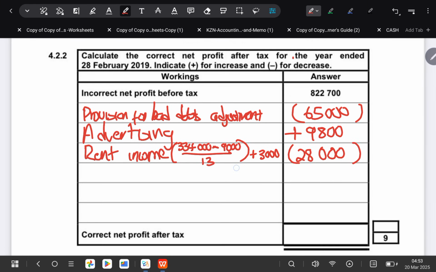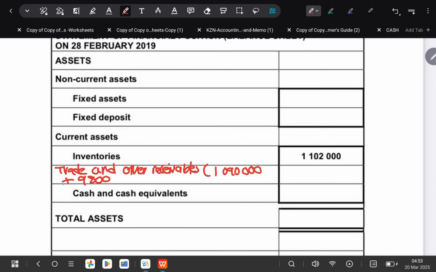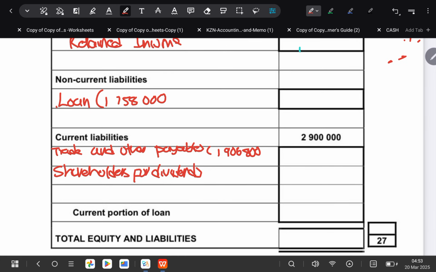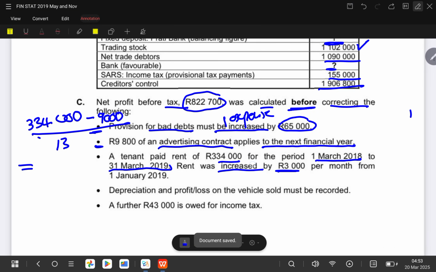So it means we must also go to our trade and other payables and say plus 28,000. So I'm going to come here and say plus 28,000, and then from there you can go to the next transaction. They are saying that depreciation and profit and loss on the vehicle sold must be recorded.